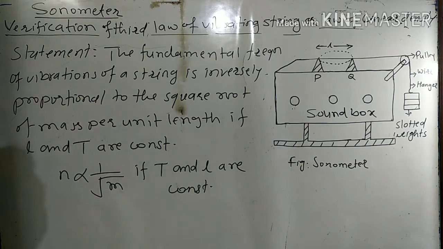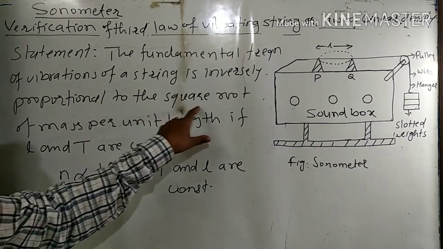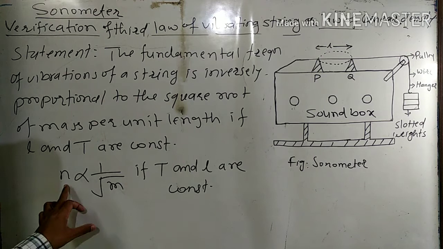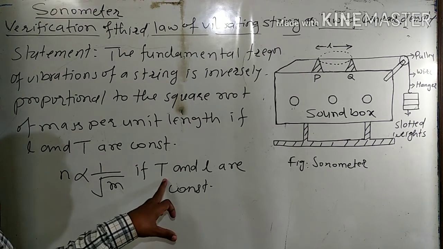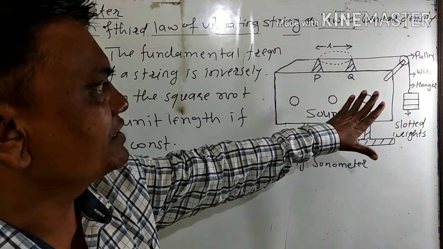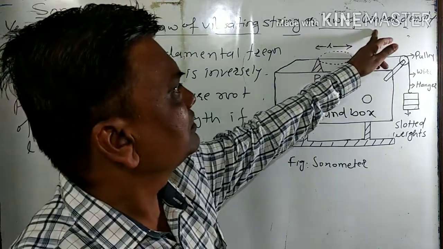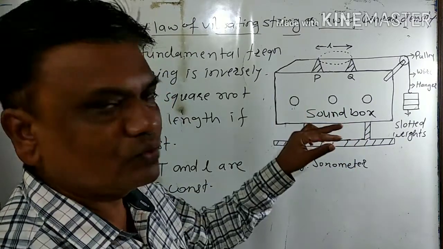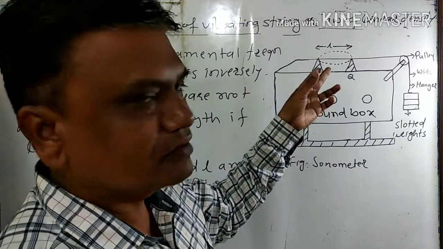What is the statement of the third law? The fundamental frequency of vibration of a string is inversely proportional to the square root of mass per unit length if L and T are constant. Means N, the fundamental frequency, is inversely proportional to the square root of mass per unit length or linear density if T and L are constant. So again we can repeat the same experiment, but in this law, the law of linear density, we can use two wires, M1 and M2, and corresponding frequencies.